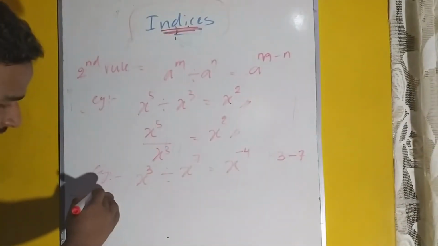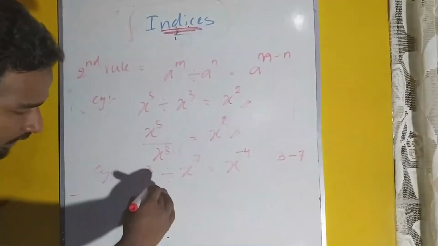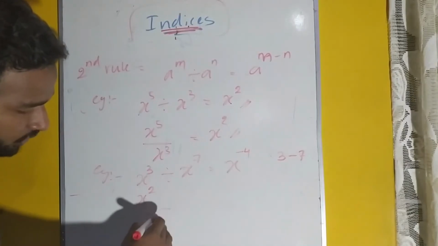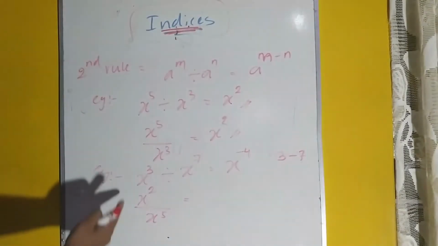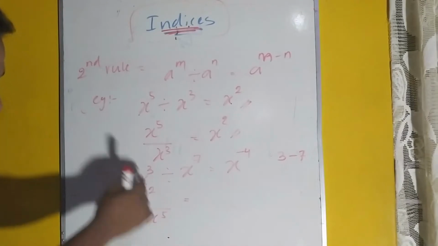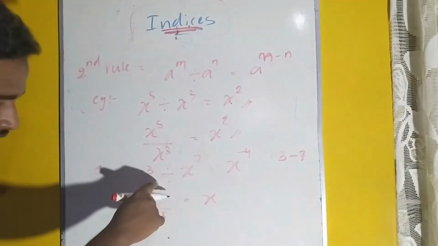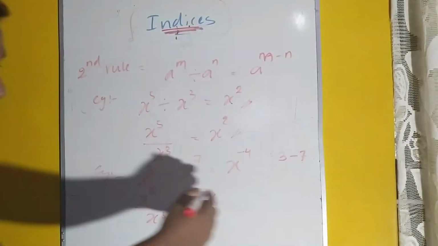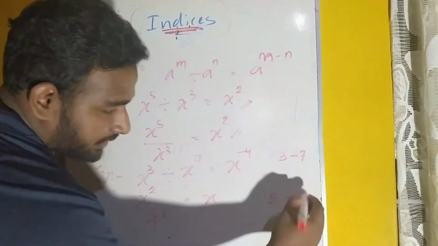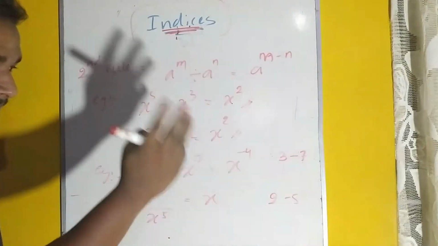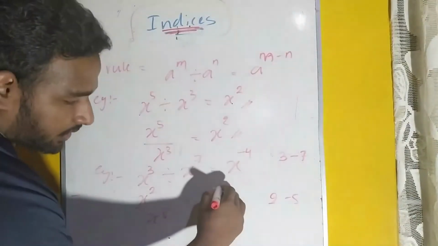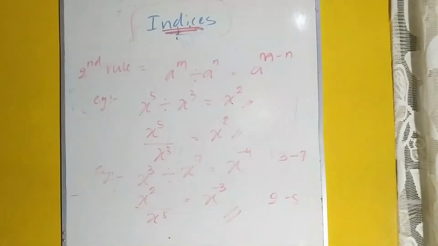I am taking another example: x to the power 2 divided by x to the power 5. Okay, this one is also division. Always from the first one you should subtract. So the base is x. You need 2 minus 5. Just tell me, 5 minus 2 is 3. Then 2 minus 5 is minus 3. That's it. This is your second rule.